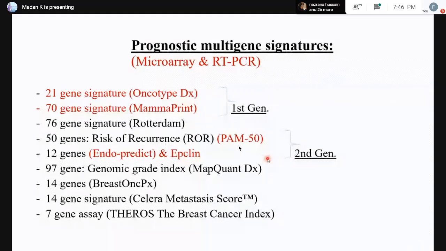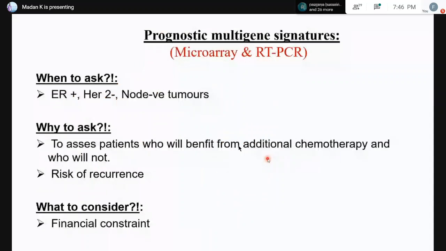When we are talking about gene assays, we should know there are certain questions to be asked before requesting such assays. We should know when to ask for these assays. Basically, these assays are used to assess whether the patient will benefit from additional chemotherapy or not. Also, many of these assays are used to assess the risk of recurrence. Most of these assays are used in ER positive, HER2 negative, and node negative tumors. These are the tumors where we have to consider asking for a multi-gene prognostic assay.